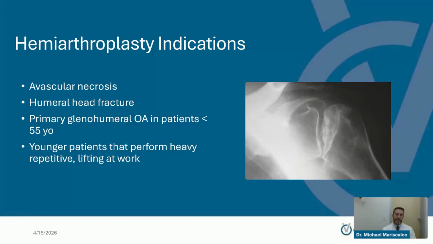Shoulder osteoarthritis in young patients under 55 may be a candidate, especially younger patients that perform heavy repetitive lifting at work may be better suited for a partial replacement versus an anatomic total shoulder replacement. And we'll see why here in the next few slides. Next slide, please.